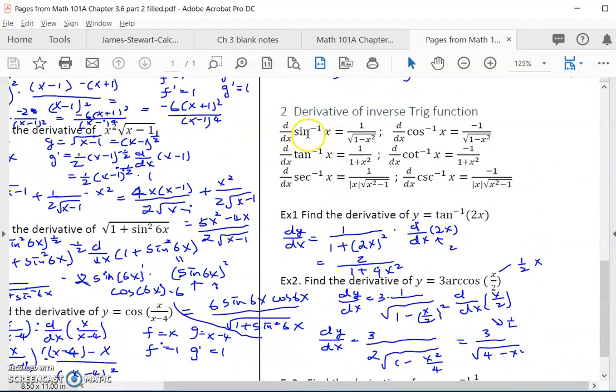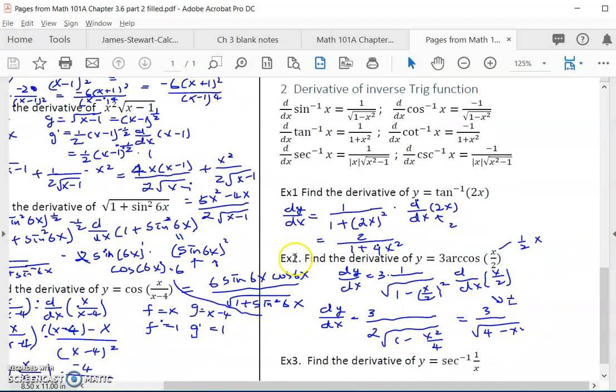So the derivative of inverse sine of x is 1 over square root of 1 minus x squared. The derivative of inverse cosine is -1 over square root of 1 minus x squared. And talking about this, in the last video, 3.7 part 1, when I did example 2, 3 arccosine x over 2, I forgot to put -1 here. So I just said 1 over square root of 1 minus x over 2 squared. That is sine. For cosine, there is a negative.